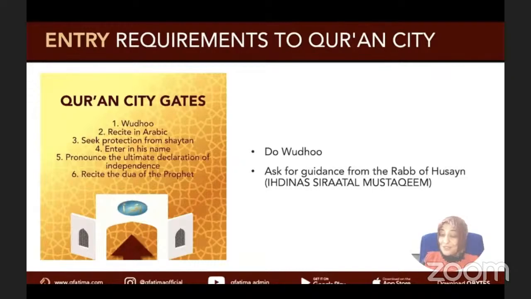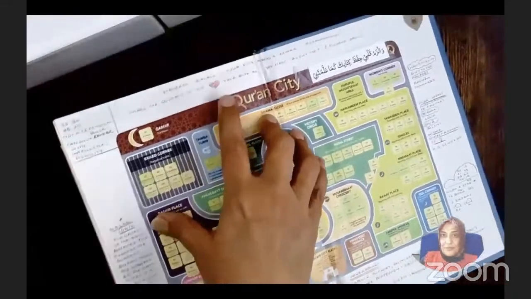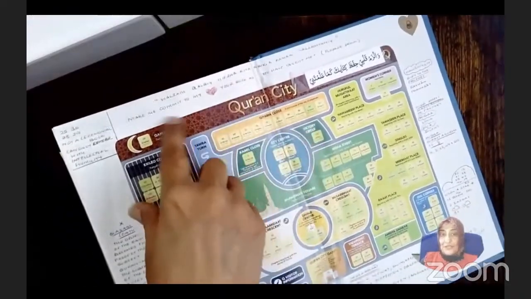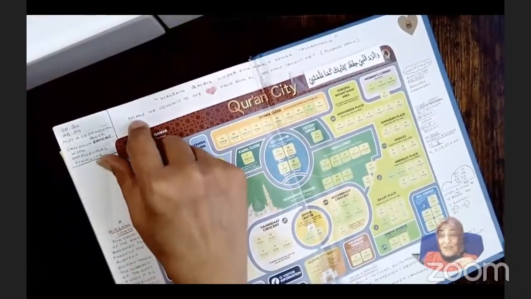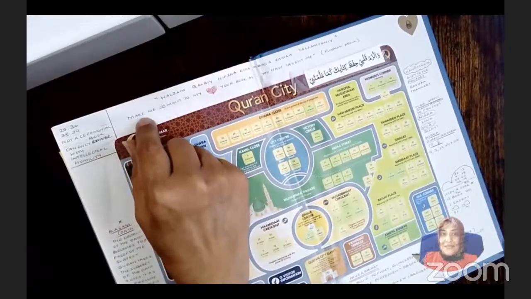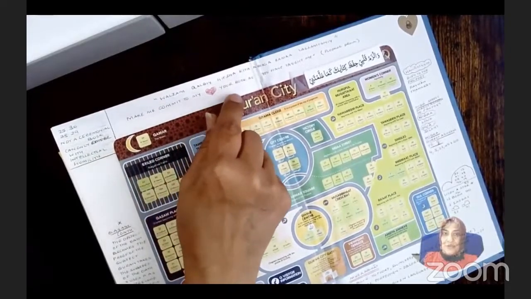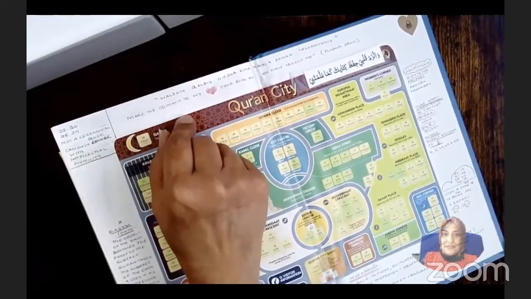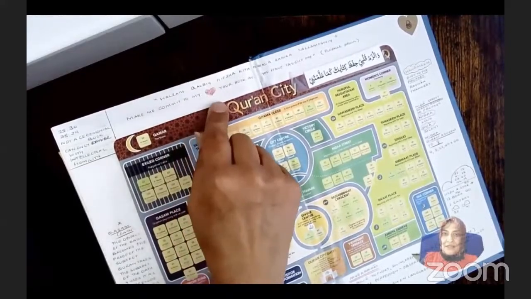Walzam qalbi, and you can say that with me. Walzam qalbi, hifdha kitabika kama allamtani. 6 words. Now, I've put it right at the top up here. If you go onto the website, you can download it. You can download the little heart and you can stick it on. Basically it means make me commit to my heart. Walzam, make me commit. Qalbi, my heart.